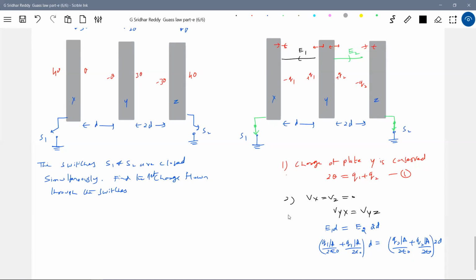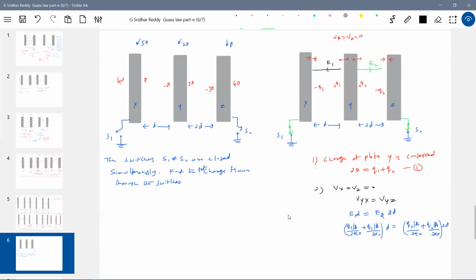Solving this. See, what all we are studying, we should just apply this in order. Q1 by D equal to Q2 by 2D, or say Q1 equal to 2Q2. So Q1, Q2 we know, so solving these two, 2Q is equal to 2Q2 plus Q2. So how much is Q2? Q2 equal to 2Q by 3. How much is Q1? Q by 3. So these are the final charges.